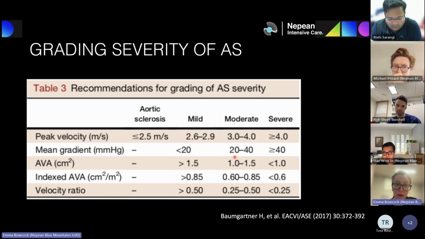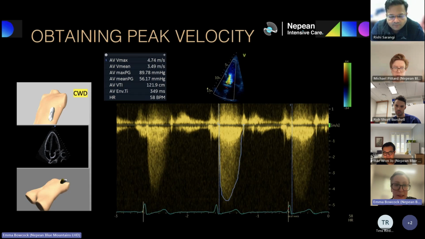And then we have the mild values here, and then moderate in between. So 3 to 4, 20 to 40. Valve area is less than 1.5 but greater than 1, and velocity ratio between 0.25 and 0.5. I think after a little bit of practice, they do get imprinted into your brain, but they're always easy to look up if you forget.